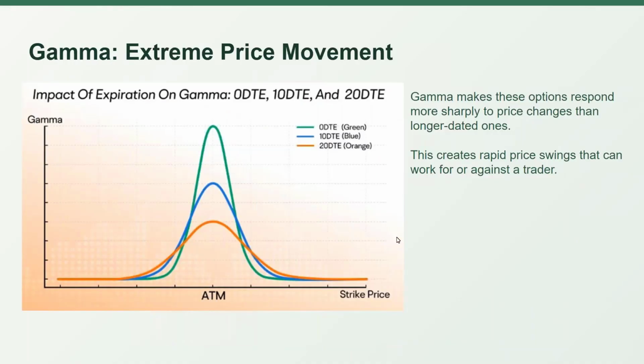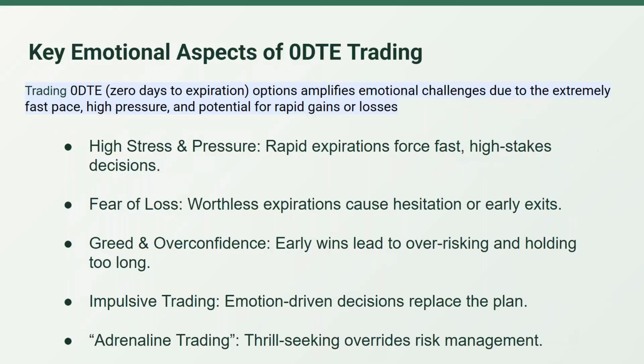So gamma is the other factor. So you have theta and you have gamma. This leads to the extreme price movement that we see with zero DTE options. And so they do respond much more quickly to price changes of the underlying than longer dated ones do. You can see in this plot here, zero DTE is the green, 10 DTE is the blue, and then 20 days to expiration is the orange. So you can see that gamma is significantly higher for the zero DTE options for at the money strike prices. So you've got to be very careful with that.